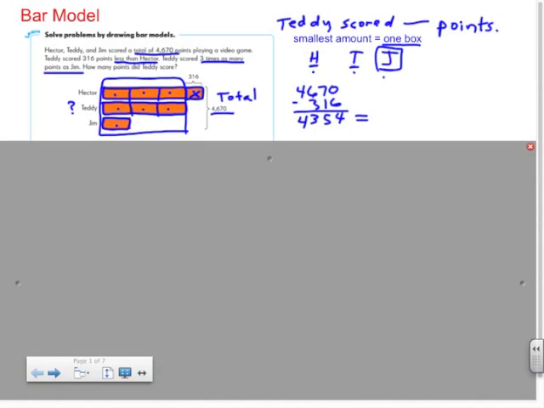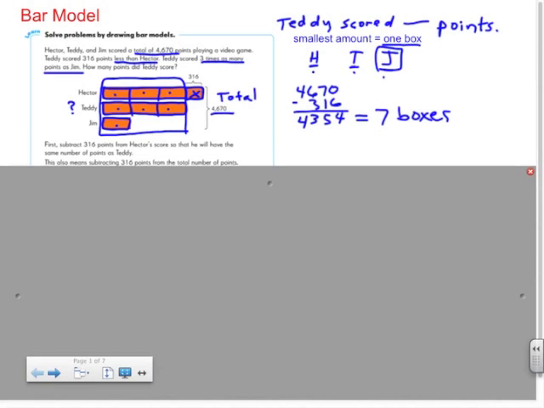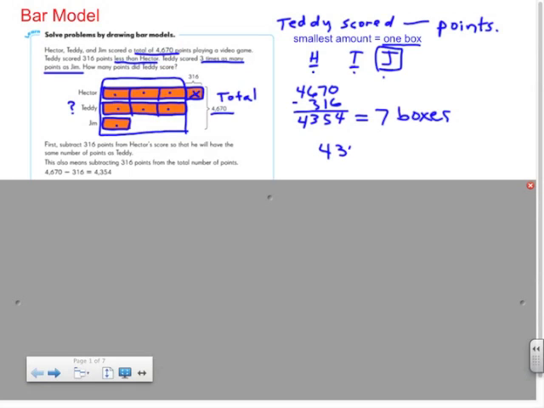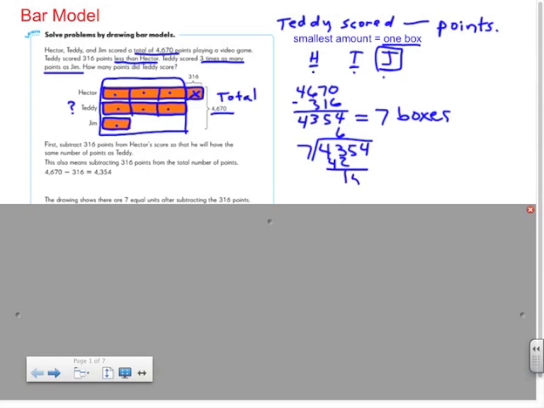So this represents 7 boxes. I'm going to find 1 box. If I find 1 box, then I can find Teddy's 3 boxes. So if I divide 4,354 by 7, that will tell me 1 box. So 622 goes in 1 box. And every one of these boxes is 622.